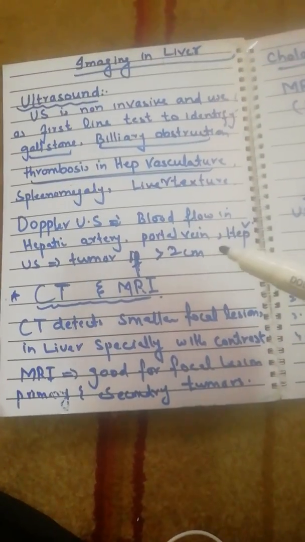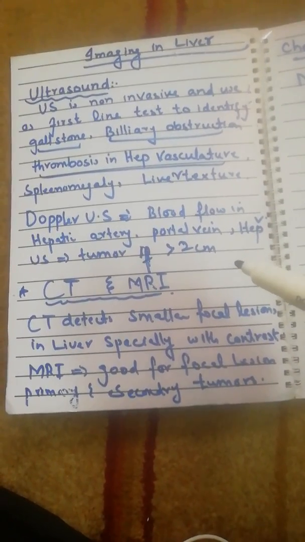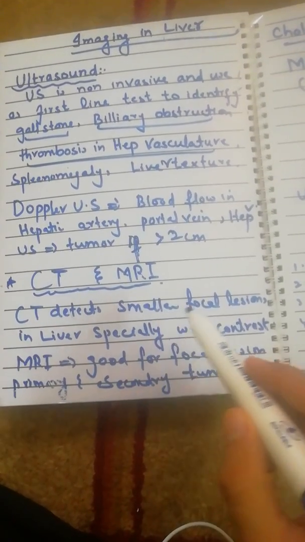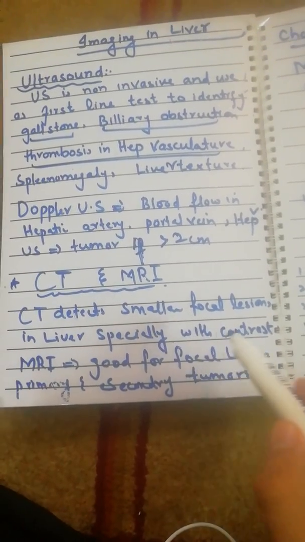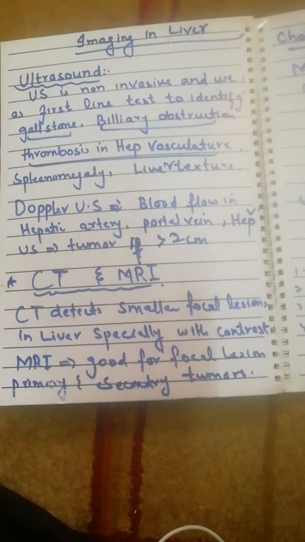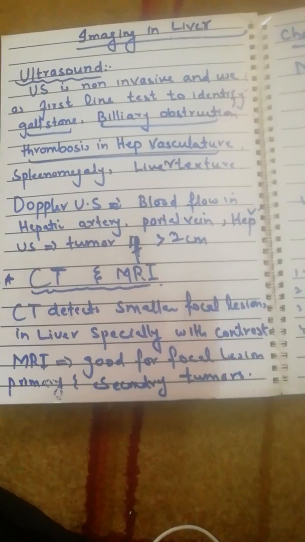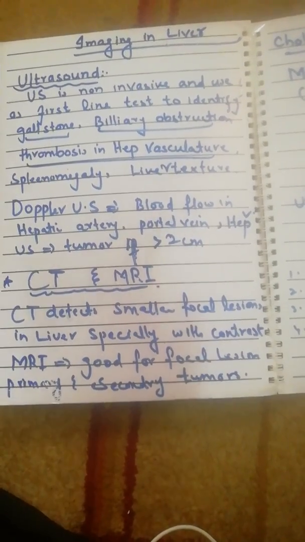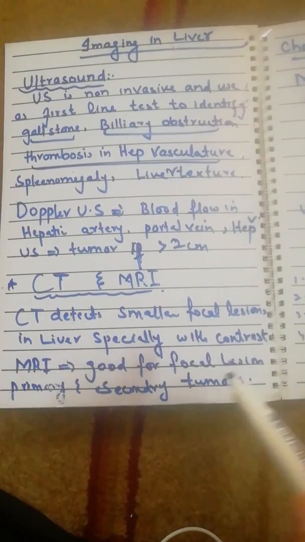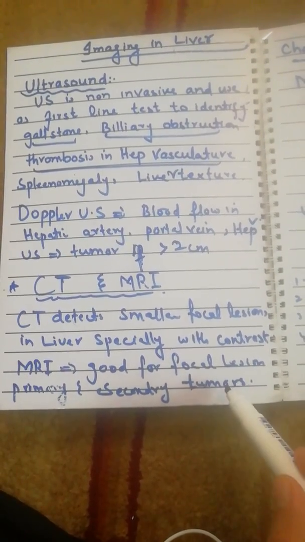The next one is computed tomography and magnetic resonance imaging, MRI. So CT scan detects smaller focal lesions in the liver, especially with contrast. If we do this along with contrast injected, it can tell us about focal lesions like tumors. MRI is good for focal lesions, again like primary and secondary tumors.